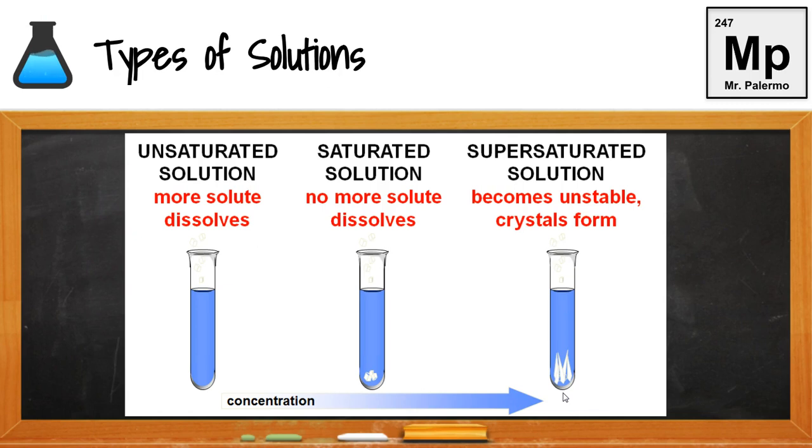But this is really unstable, and so what happens is any slight movement or agitation or some extra solute crystals placed in is going to allow it to precipitate out. And so it's essentially going to fall out of solution, and we're going to see crystals forming throughout our solution. And if you look, since we've added more solute over time, the concentration, the amount of solute dissolved in solvent, is increasing from unsaturated to saturated to supersaturated.